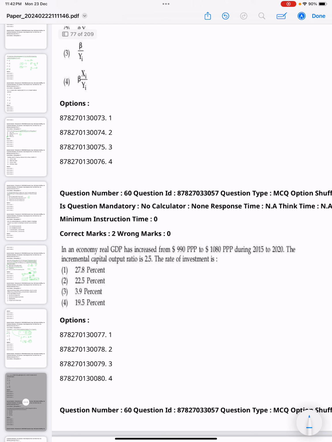In an economy, real GDP has increased from 990 to 1080 during this period. The incremental capital output ratio is this. The rate of investment is. So the change in GDP is 1080 minus 990. 108. Okay, incremental capital output ratio is 2.5.